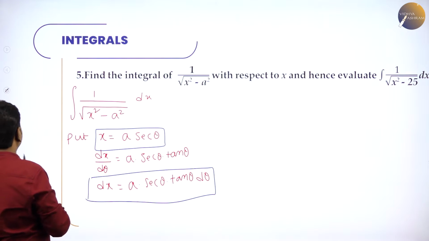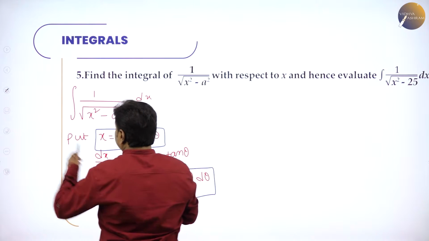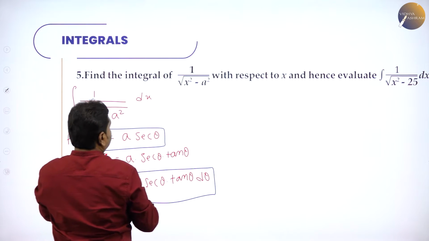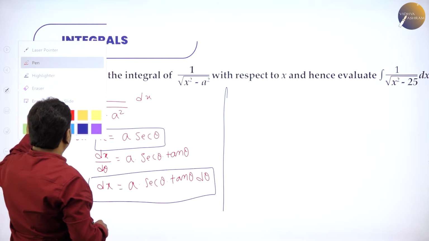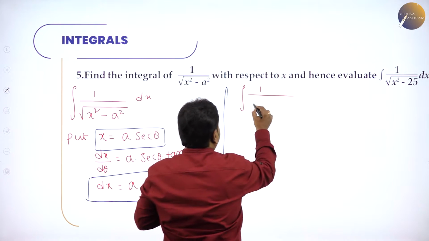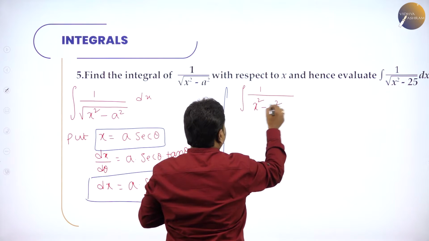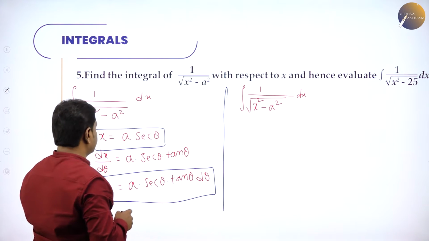Now we'll do this and we'll simplify the problem as much as possible. So now I'll write the given problem. Let us reduce the given problem. What is the given problem? Integration of 1 divided by under root of x square minus a square dx. This is the given problem, and do the substitutions.